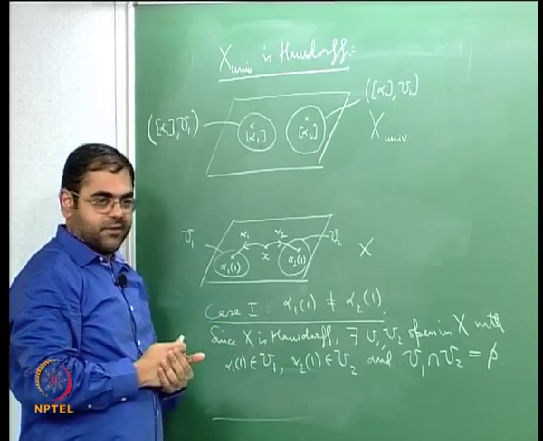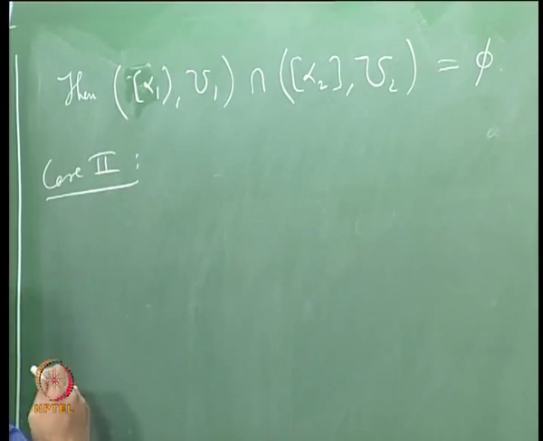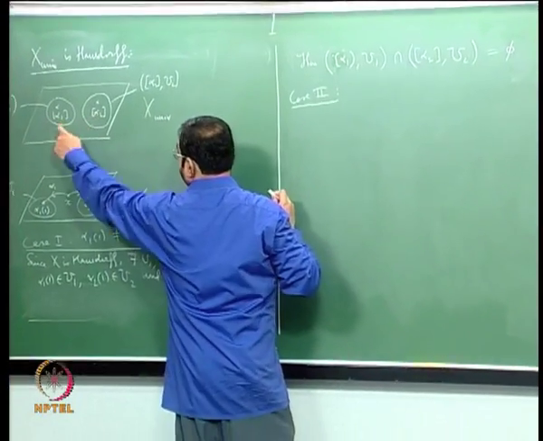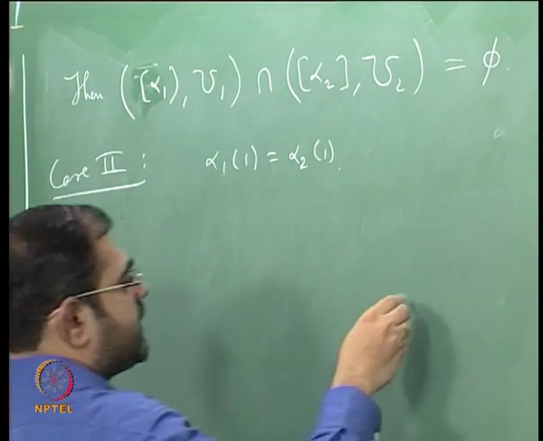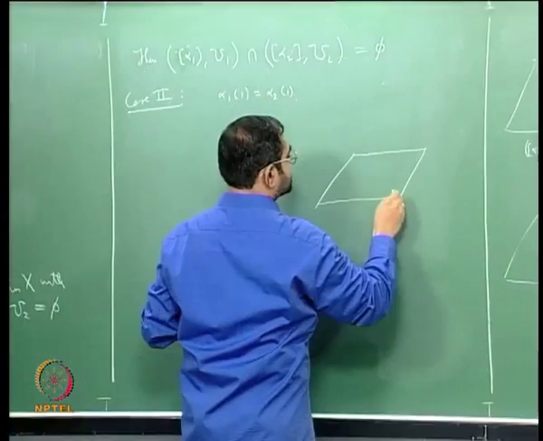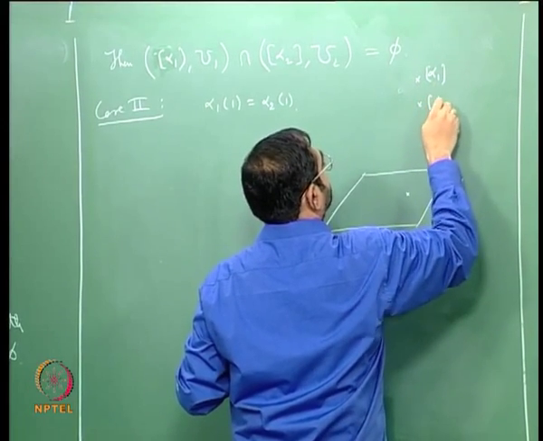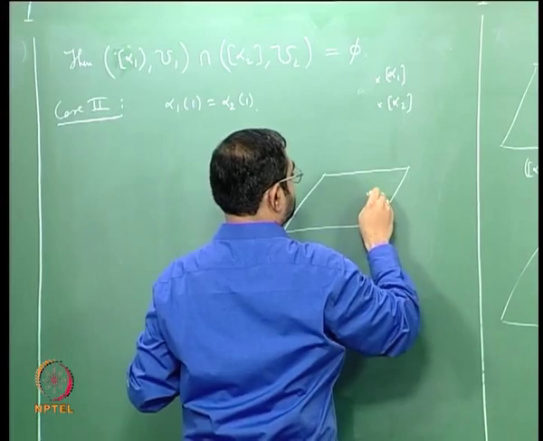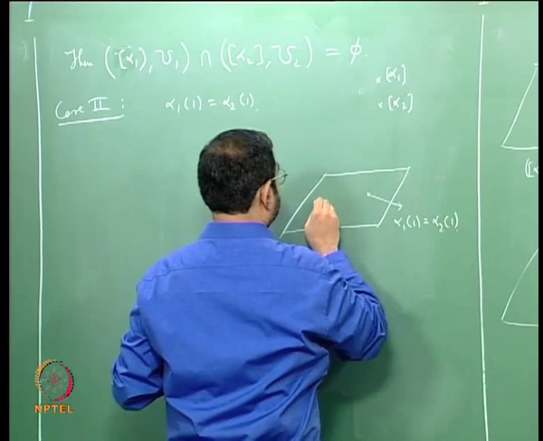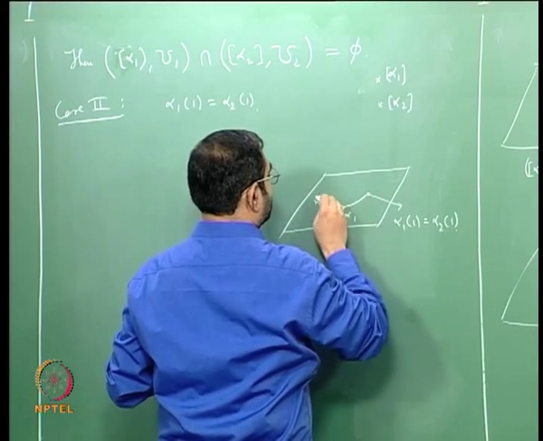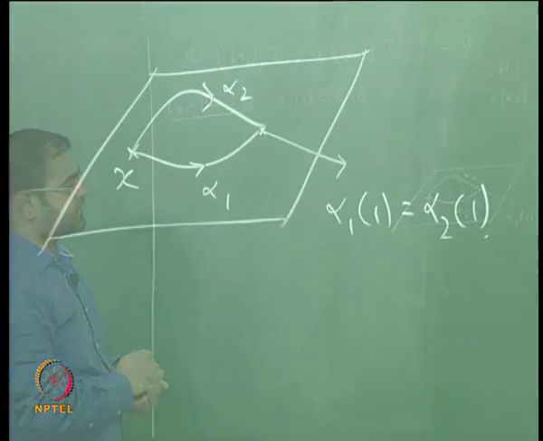So I will have to go on to the next case, which is slightly trickier, when both of these lie over the same point. So alpha 1 of 1 is equal to alpha 2 of 1. The diagram is like this. I have two points, alpha 1 above and alpha 2 above, that lie over the same point below, alpha 1 of 1 equal to alpha 2 of 1. Alpha 1 is a path like this and alpha 2 is also a path like this, and X is the starting point.